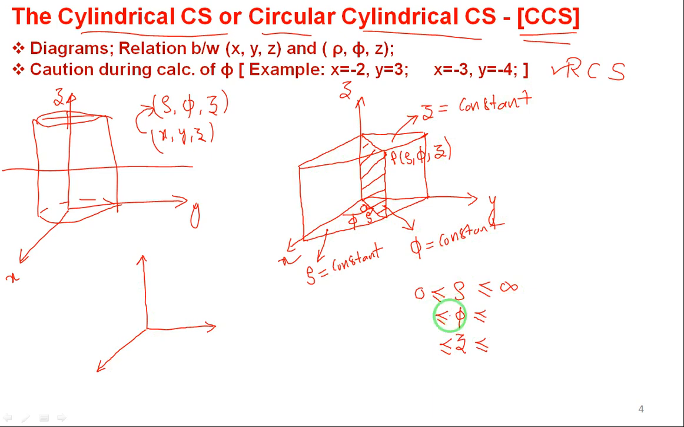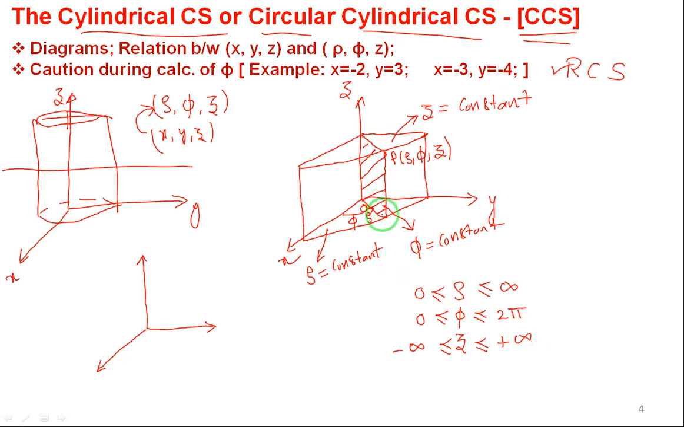Then phi, observe here how this cylinder is formed. I will put the limits here: 0 to 2 pi. 0 to 2 pi means, pi radians is 180 degrees, so 2 pi means 360 degrees. 2 into 180, that is 360 degrees. Observe, okay, phi. And z is from minus infinity. The height of the cylinder can be from minus infinity to plus infinity.